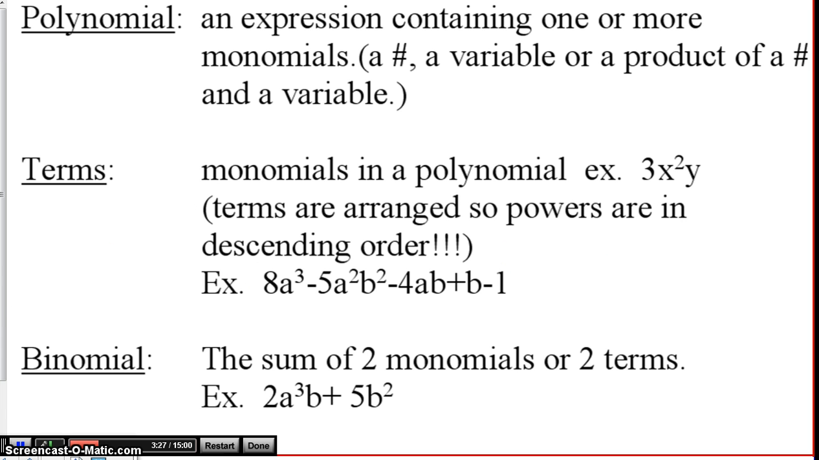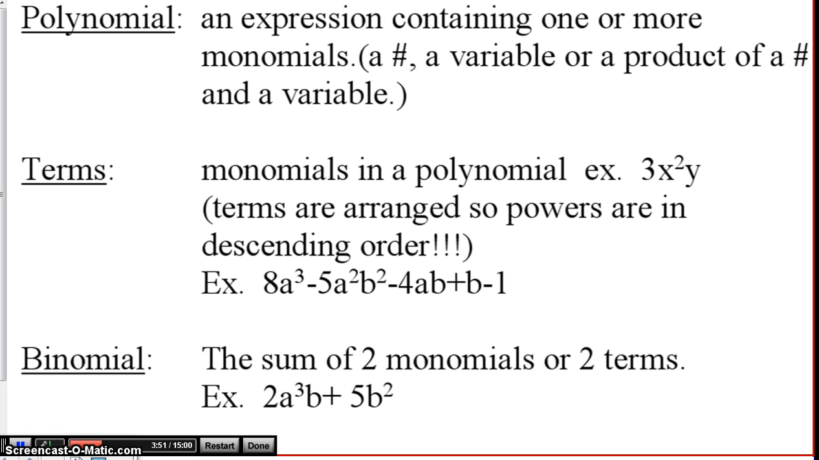We're going to go over some terms. First is polynomial, an expression containing one or more monomials, a number, a variable, or a product of a number and a variable would be considered a polynomial. Terms, monomials in a polynomial. For example, 3x squared y.